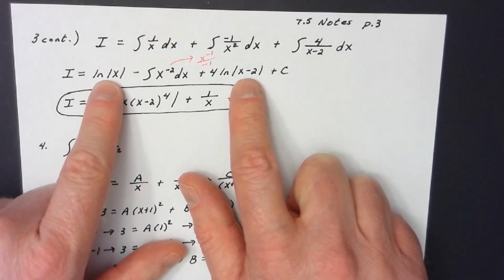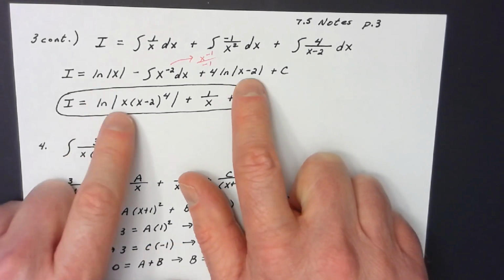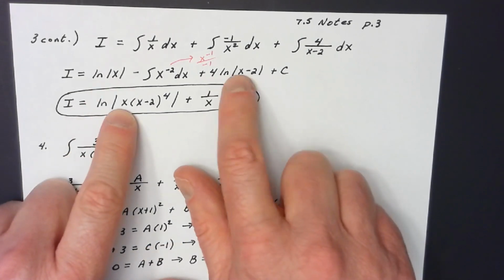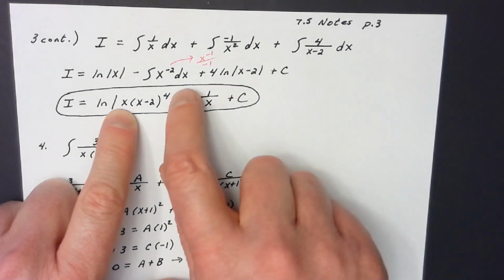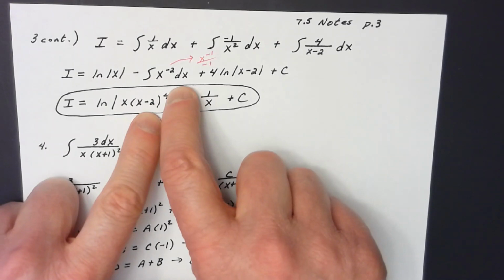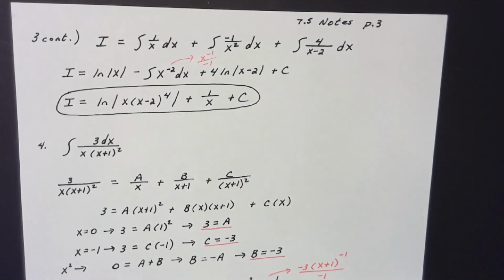I had two positive log functions, so I multiply the terms within. The natural log of x times the group (x minus 2) to the 4th power. That coefficient comes up as a power on that group x minus 2. And then I have plus 1 over x plus the constant of integration. So you're thinking that one wasn't too bad.